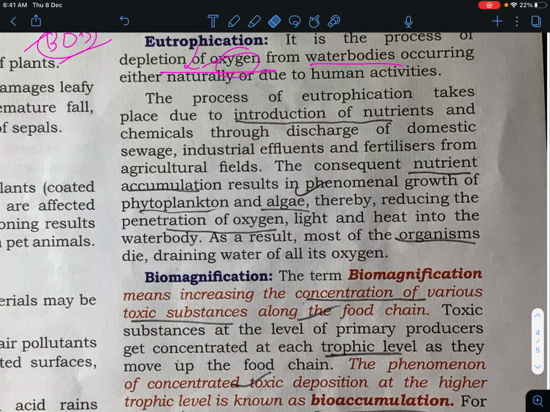The consequent nutrient accumulation results in phenomenal growth of phytoplankton and algae, thereby reducing the penetration of oxygen, light, and heat into the water bodies. As a result, most of the organisms die, draining the water of all its oxygen.